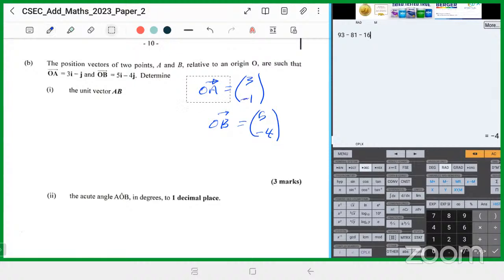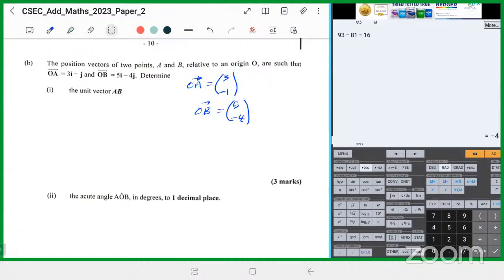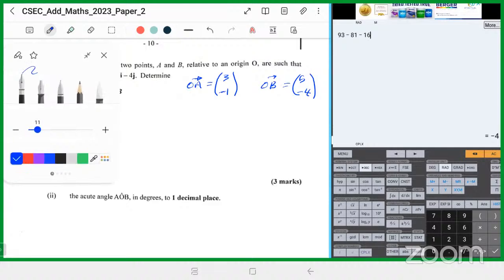Let's make everything smaller, and then we can shift this one over to here. Make some space. I want us to find the unit vector of AB. Well, AB itself is not a unit vector, right? So I have to find a unit vector in the direction of AB. To find the unit vector in the direction of AB, you really need to find AB first and then divide it by its modulus.